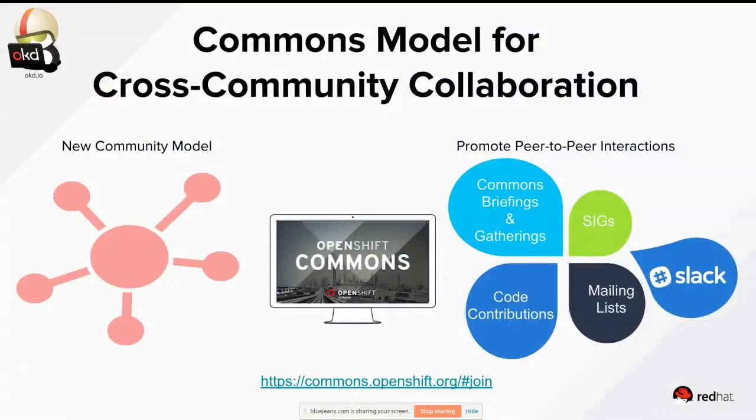Yeah. This is the next slide. So to bring this back to how this all helps, I think we've drilled down on a lot of data. What we're really trying to build with this commons model is to change it from a singular focus on a singular project to creating an understanding that all of these projects are interrelated, and to really try and promote some of the peer-to-peer interaction. So we do that through things like today's commons briefings and gatherings and SIGs and Slack channels.